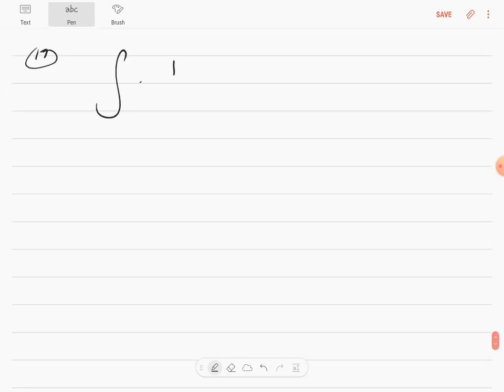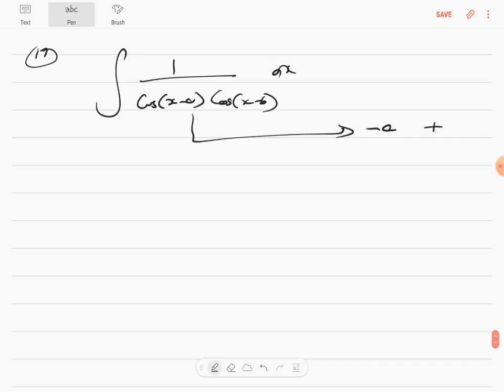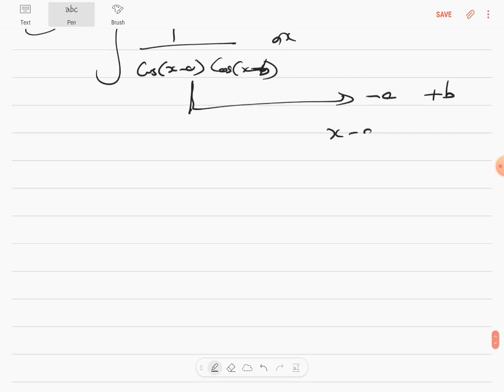Another important format I want you to learn is integration of 1 by cos of (x minus a) into cos of (x minus b) dx. Whenever they give you this, from here it's very high manipulation. You should take minus a plus b, you should write it like this. Out of the blue there's a minus a, and from here you should take plus b, add x and subtract x, and take minus common, so that you will get x minus a into x minus b, the format that is necessary.